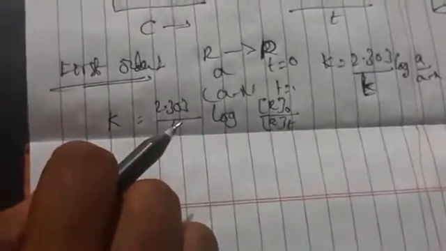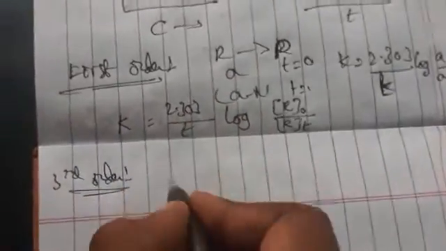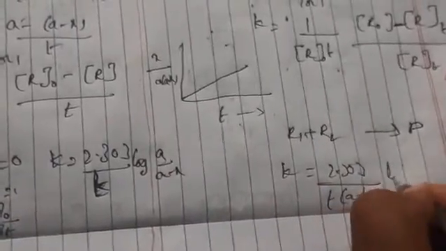So one more method you will be having for the second order reaction, that is, 2R gives rise to P. So suppose R1 plus R2 gives rise to products, then you will be getting the k value as 2.303 by t into a minus b log b into a minus x by a into b minus x.